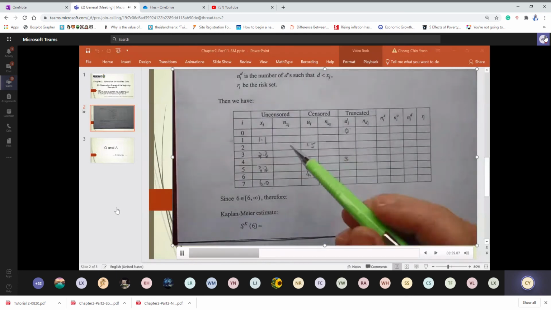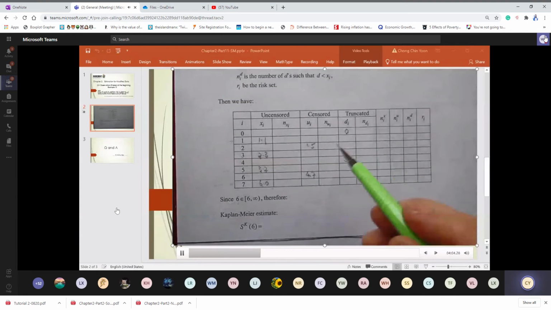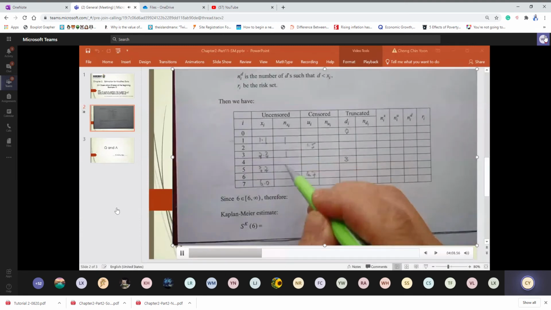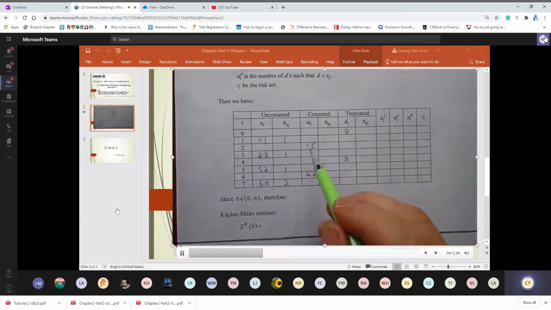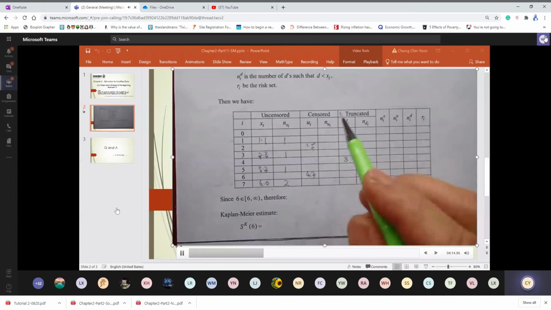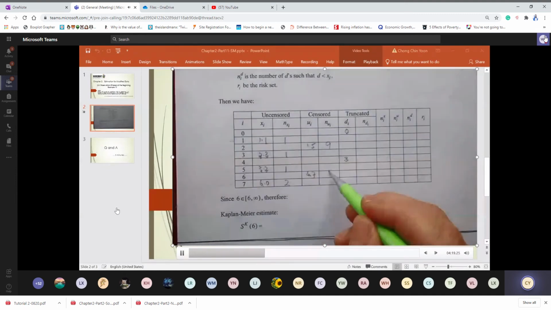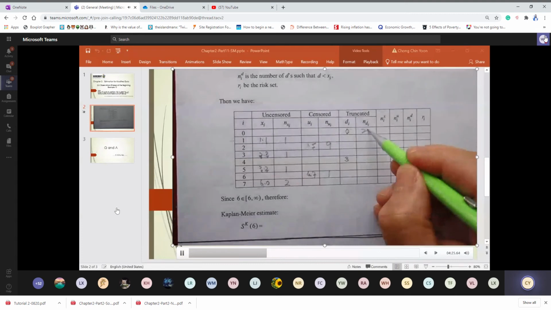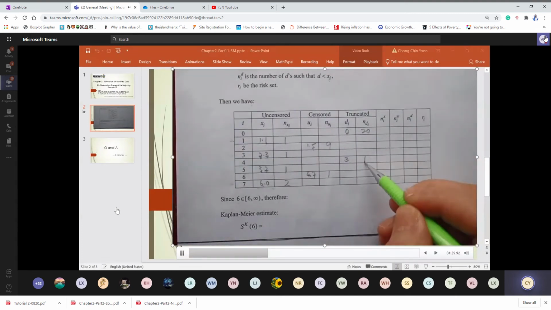Next, we try to place all the frequencies of this data. For the uncensored values here, we have 1, 1, 1, 2. And for 1.5, from the censored value, we have 9. And for 4.7, we have 1. Now, under the truncated value, for this beginning data, we have 20. And for this one, we have 1.